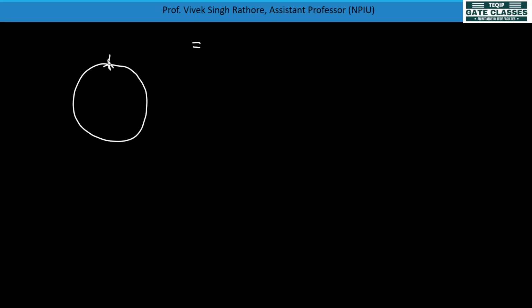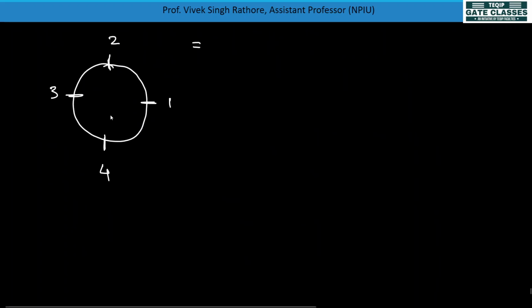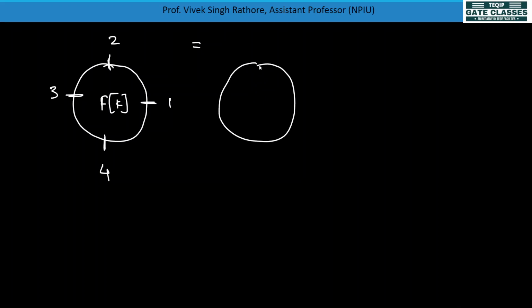First of all, plot f of n. How much partition we need to do? N is equal to 4, so total 4 partitions. The values will be 1, 2, 3, and 4. F of n values 1, 2, 3, 4 I have put here. So I can write here f of n, or I can write f of k, because we have changed the domain. Now you can also plot h of k.